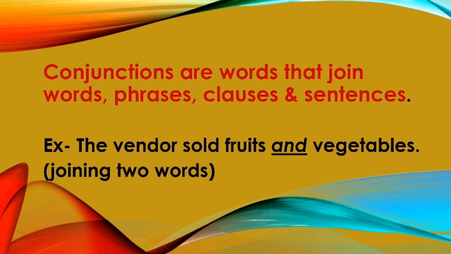This you all have been studying since long, that these are the words that join sentences, words, phrases and clauses. Right? Let's take some examples. The vendor sold fruits and vegetables. So here two words, fruits and vegetables, are joined by the word and, which is a conjunction.